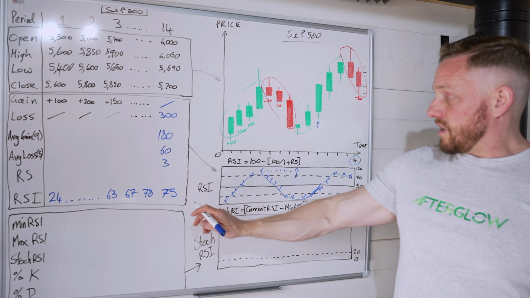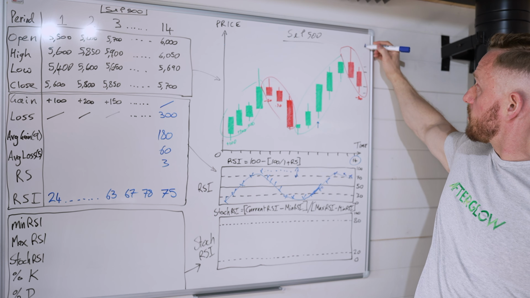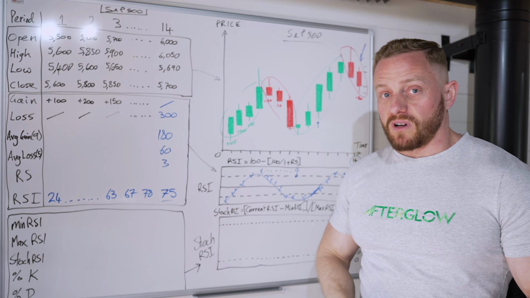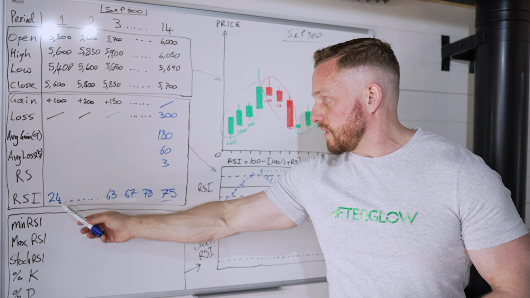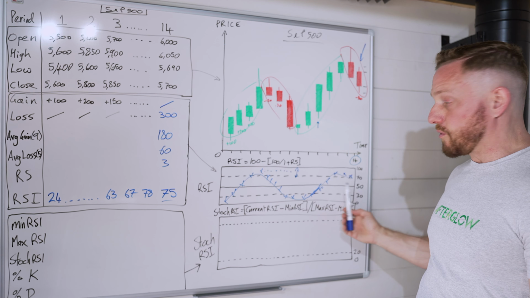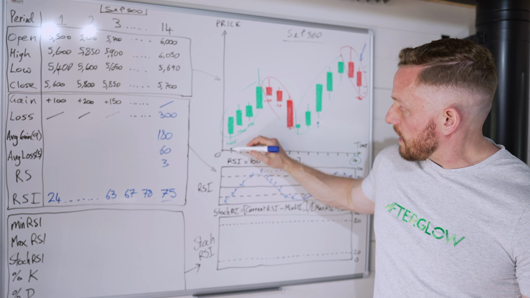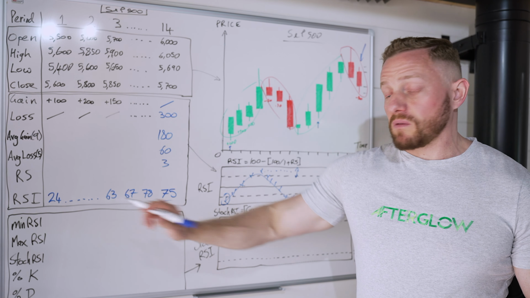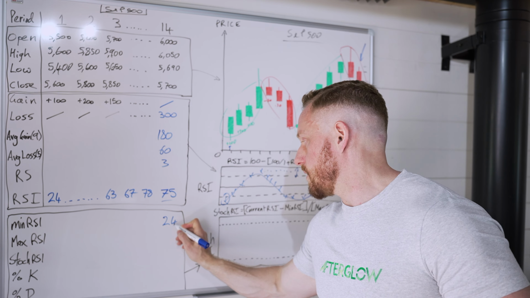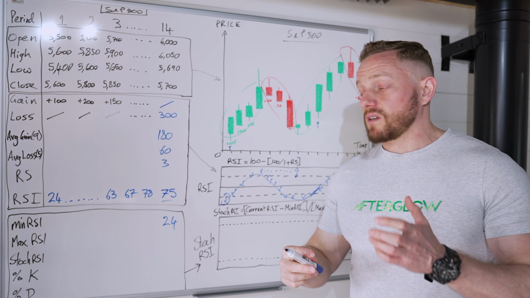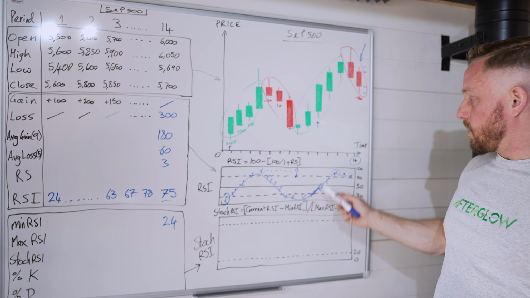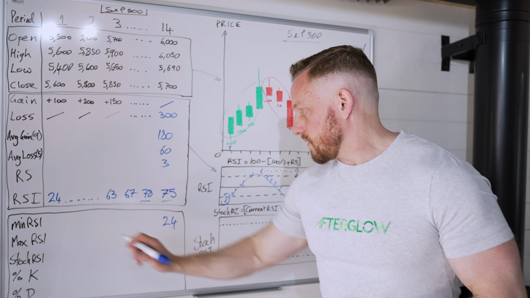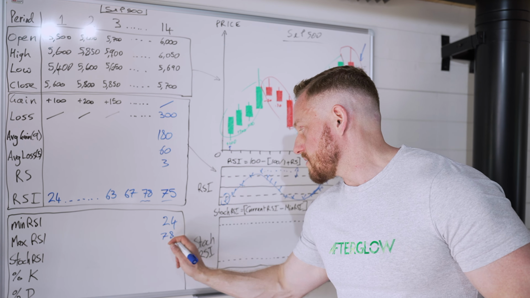So, the current RSI for this candle here is 75. The minimum RSI is the minimum RSI number in this range across all those 14 candles. And in this case, that'd be this one here, which has an RSI value of 24. So the minimum RSI is 24. And similarly, the maximum RSI is this one here, which is the highest RSI number of 78. So max RSI is 78.